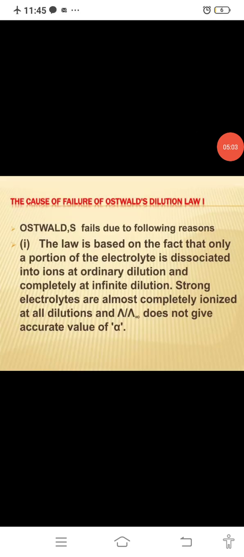The cause of failure of Ostwald's dilution law. Ostwald's law fails due to the following reasons. The law is based on the fact that only a portion of the electrolyte is dissociated into ions at ordinary dilution and completely at infinite dilution.